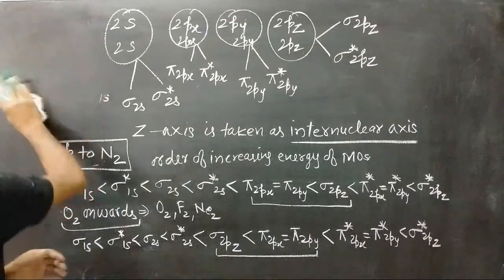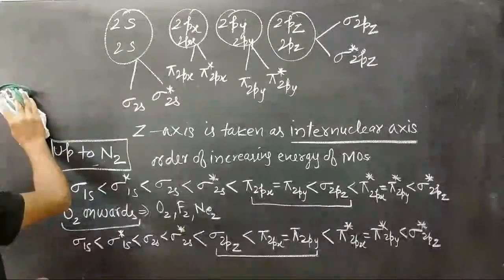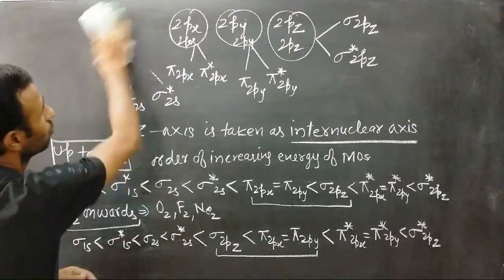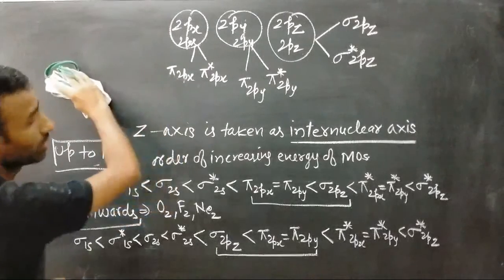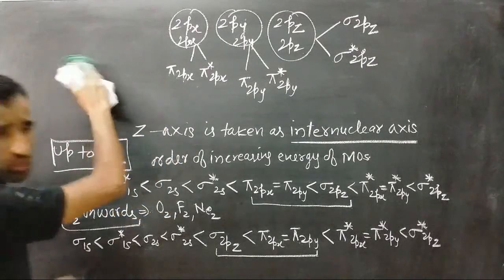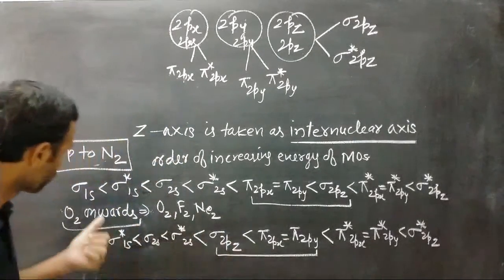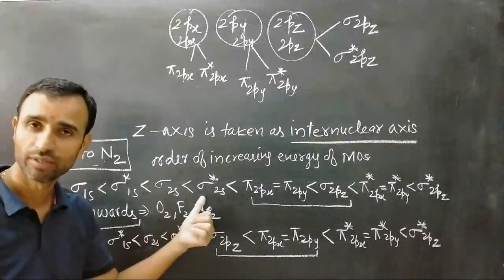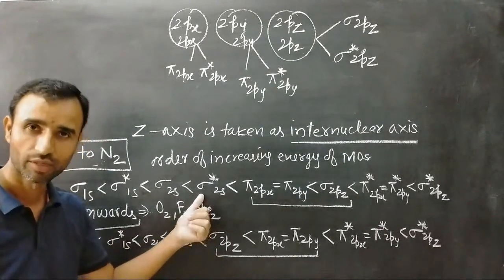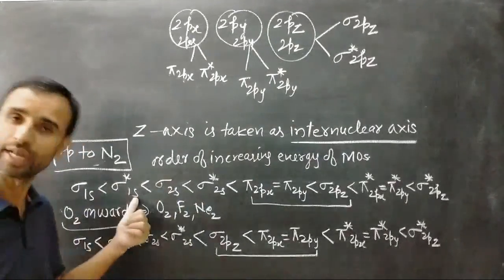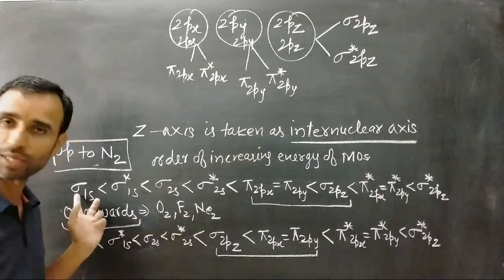1s and 1s will give sigma 1s, sigma star 1s; 2s and 2s will give sigma 2s and sigma star 2s. It is very simple to remember because 1s is of lower energy than 2s and bonding is lower energy than antibonding. So this is a simple case.